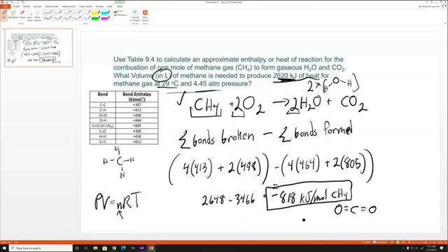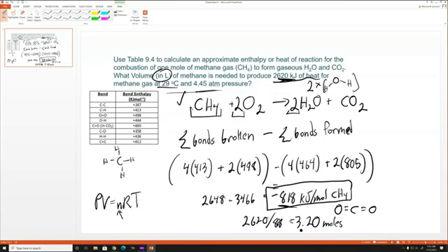Well, we know that each mole produces 818. So what we can do is 2,620 divided by 818. Doesn't have to be negative because they're being released. 2,620 divided by 818. And we have 3.20 moles of methane. That's how much methane is responsible for this much heat produced.